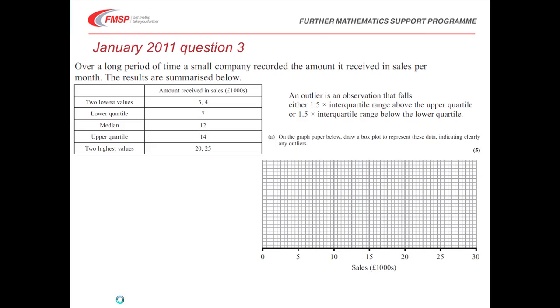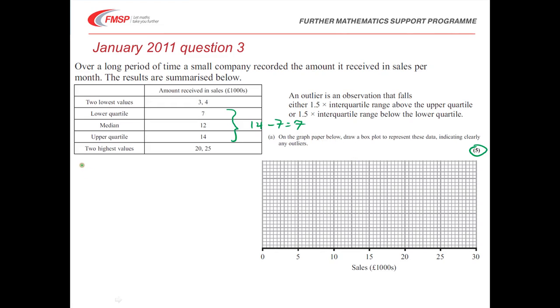Okay, so the next question I want to look at is a box plot question, and this one in particular has outliers. We have to draw a box plot, and we have to consider outliers now, so that's quite critical. So the first thing we could do with working out is the interquartile range. Okay, and the interquartile range will be 7 in this case.